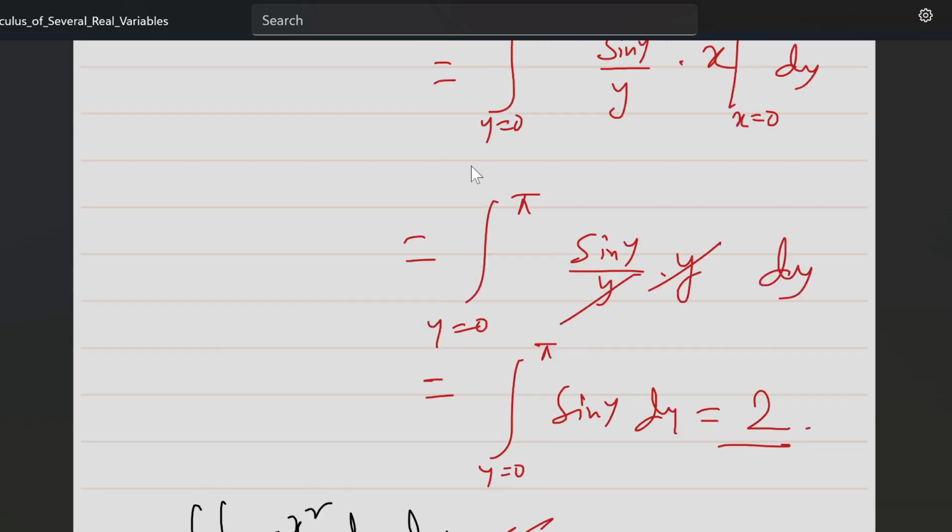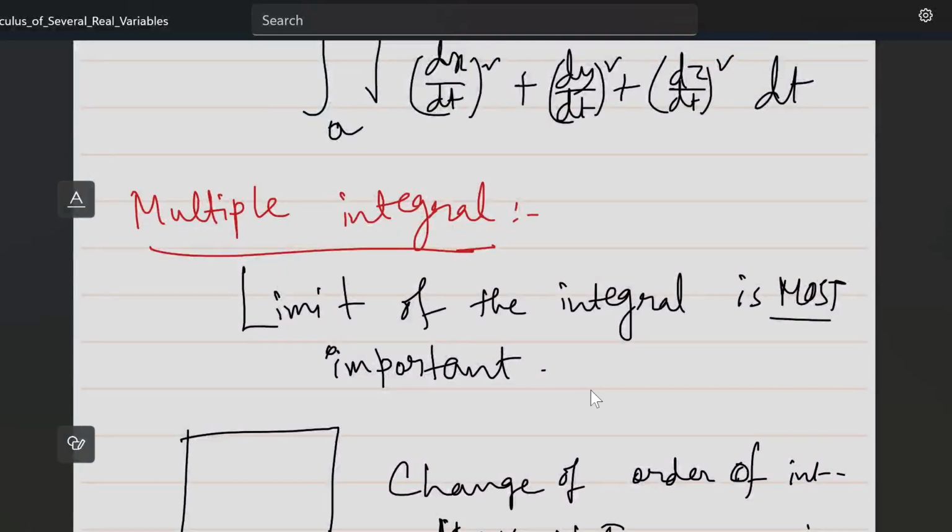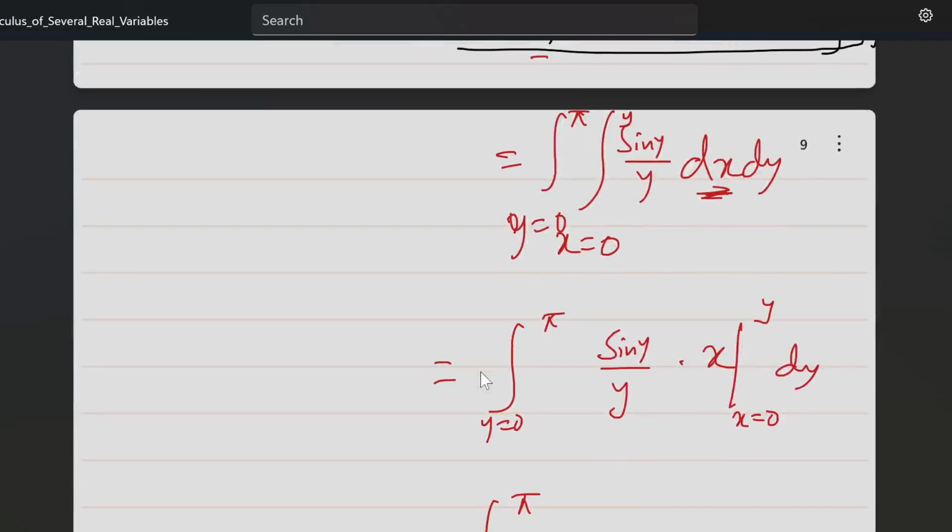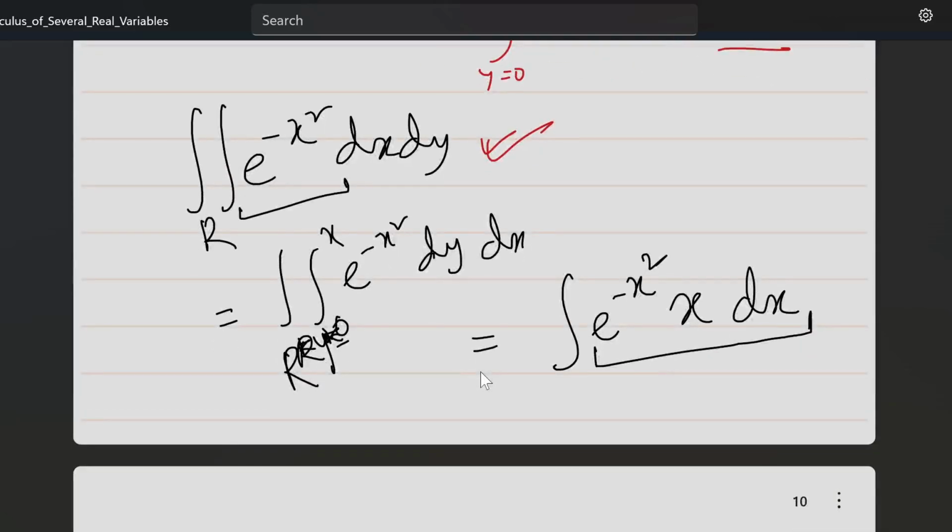And as I told, in multiple integrals, the most important thing is the limit. If you make a mistake in the limit, then your answer may be wrong, though your process is correct.